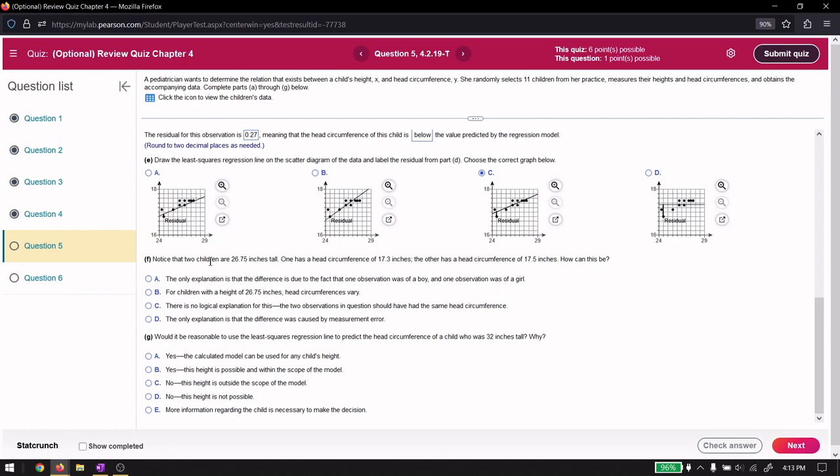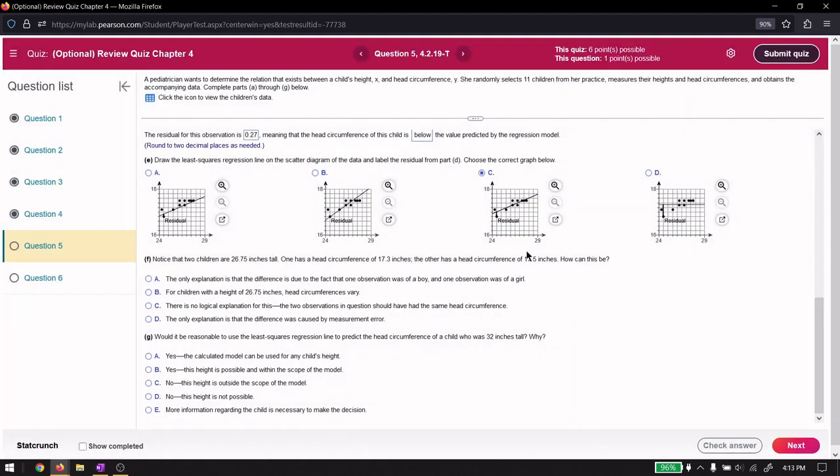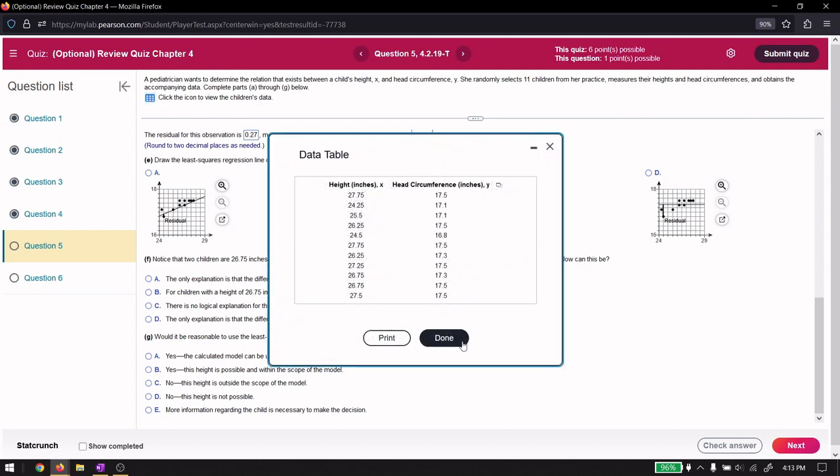Notice the residual here is what I calculated. That's the 0.27 inches there. Okay, notice that two children are 26.75 inches tall. How can this be? The only explanation is the difference in the fact that there's no reason to assume that. Was that even said anywhere on here? No.